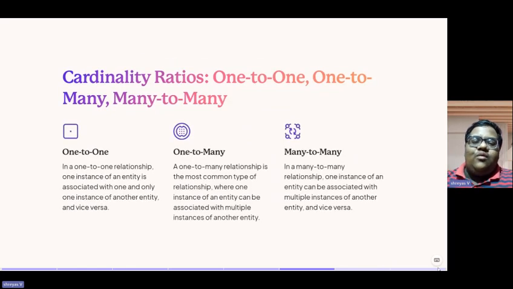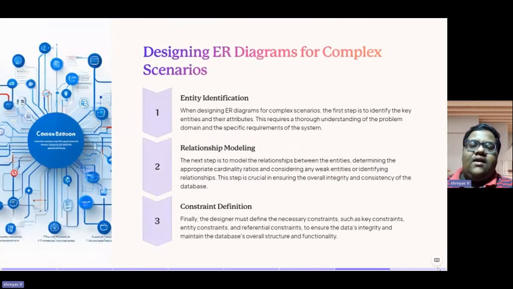Cardinality ratio: one to one, one to many, or many to many. In a one to one relationship, one instance of an entity is associated with only one instance of another entity, and vice versa. One to many is a common type of relationship where one instance of an entity can be associated with multiple instances of another entity. Many to many is a relationship where one instance of an entity can be associated with multiple instances of another entity, and vice versa.